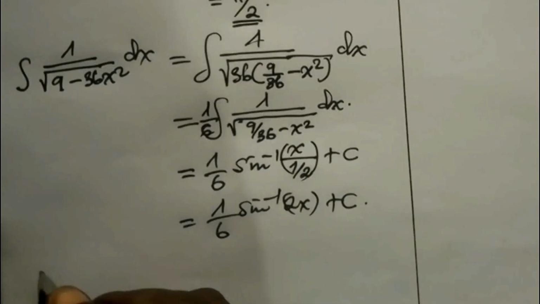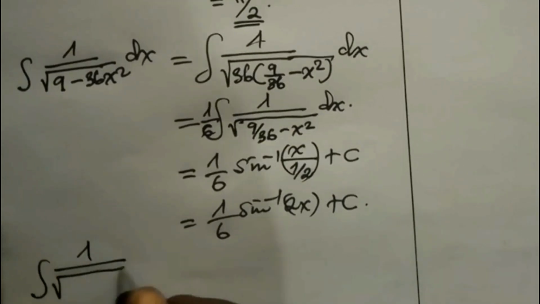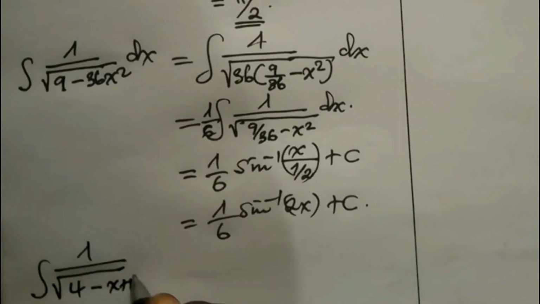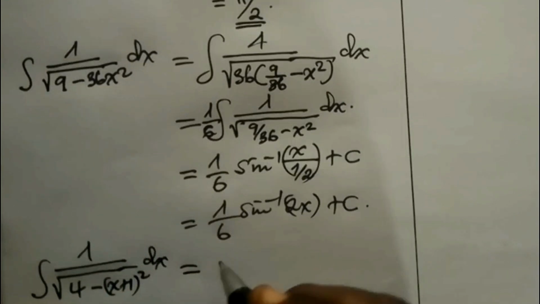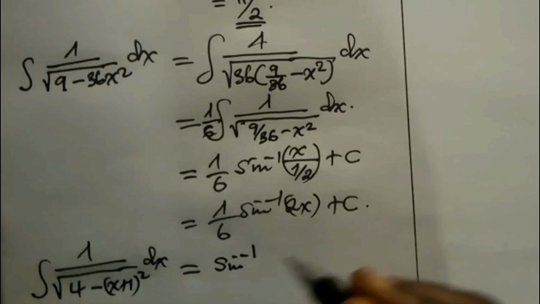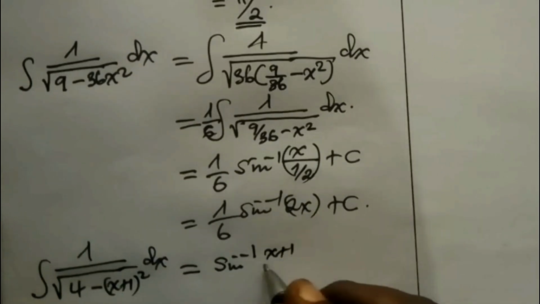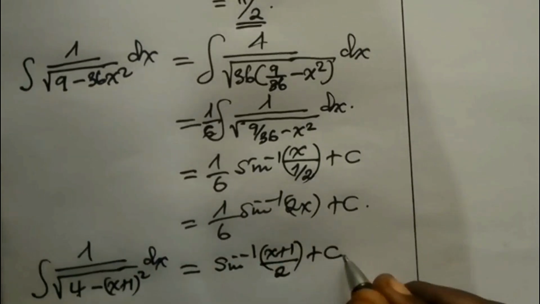Note that you could complete the square and come up with integral of 1 over the root of 4 minus x plus 1 all squared dx. You will still apply the formula. That will be sine inverse of the expression that is squared there, which is x plus 1, all over the square root of 4, which gives the a, which is 2, plus the constant of integration.